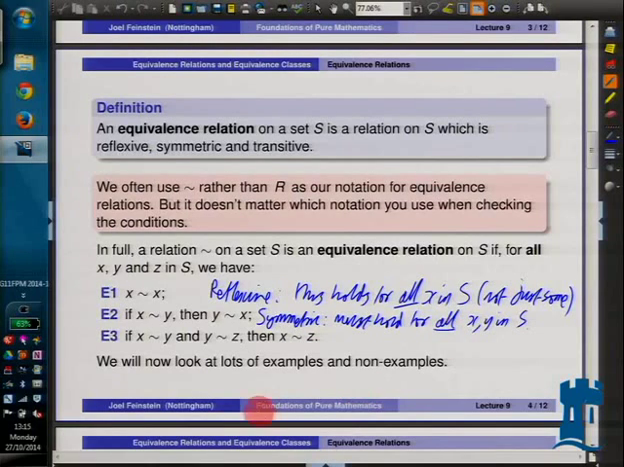And this last one, that if x is related to y and y is related to z, then x must be related to z. Again, whichever triple you take, if you find the first two work, the last one has to work as well. So again, you have to check this for all x, y, and z, which is what we just did for congruence modulo 2. So this is transitive. It must hold for all x, y, z in S.